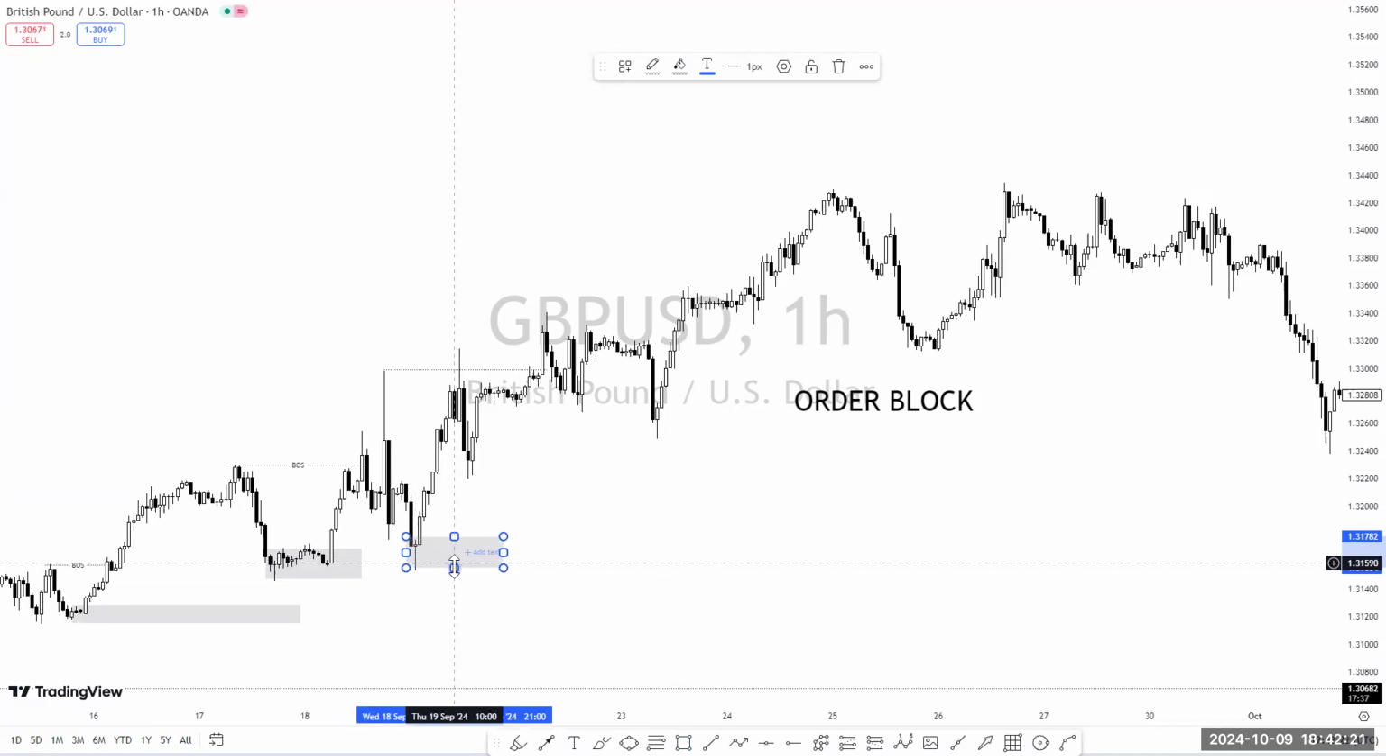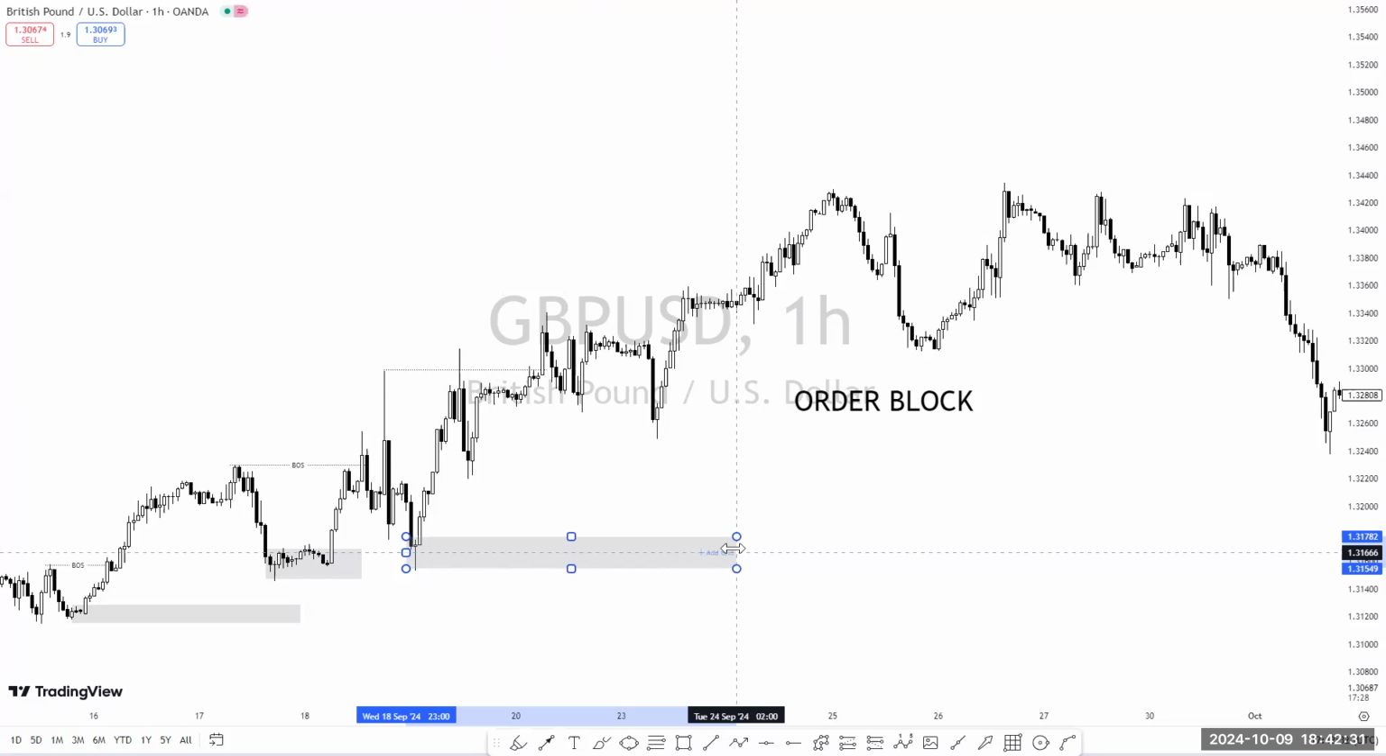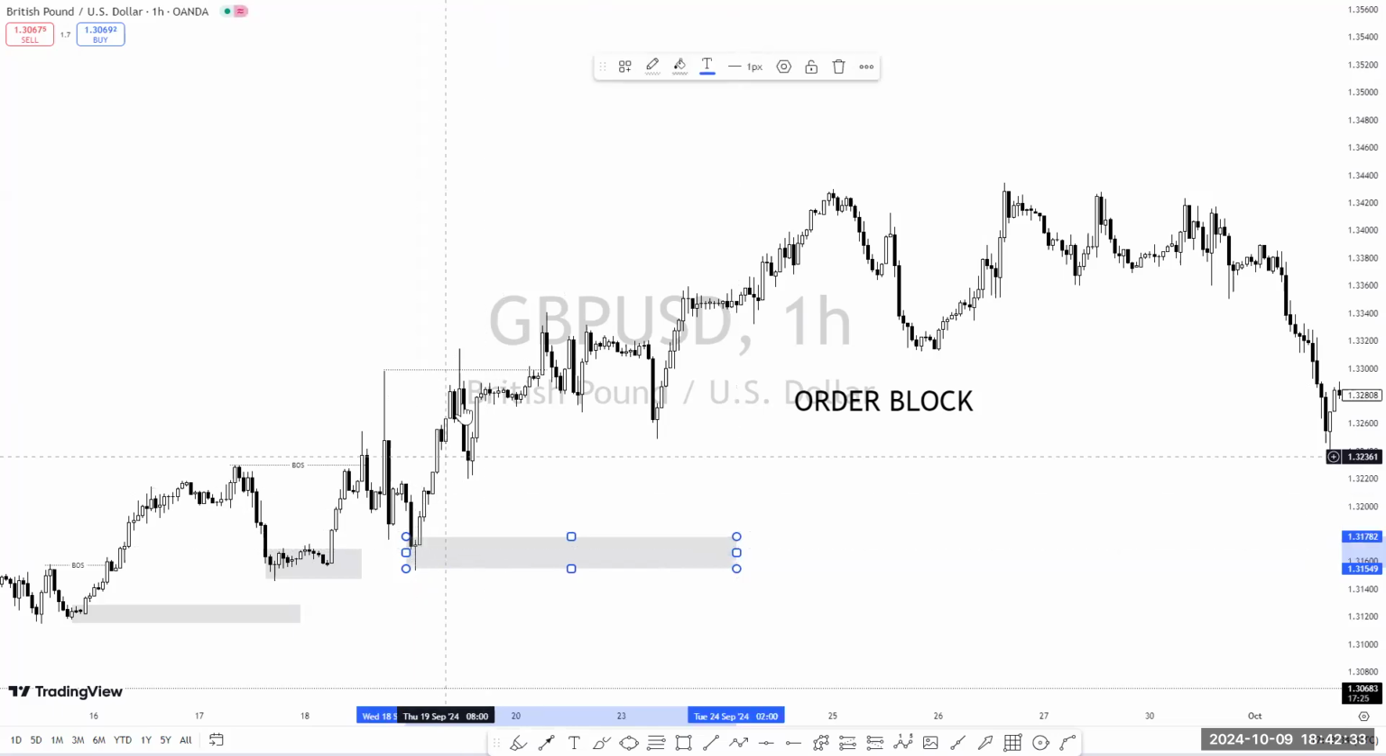So most times, if you watch the video on order block, I explained this, right? Or I think there was one video where I explained this particular wick. So once you see a wick like this, you mark it as your order block, all right? This led to this particular break of structure.